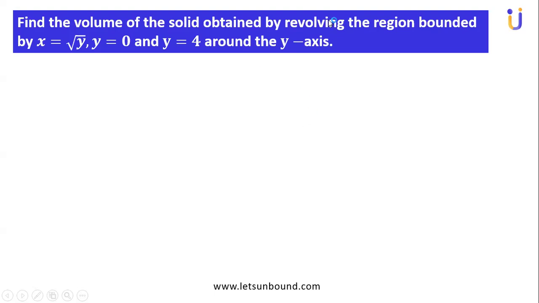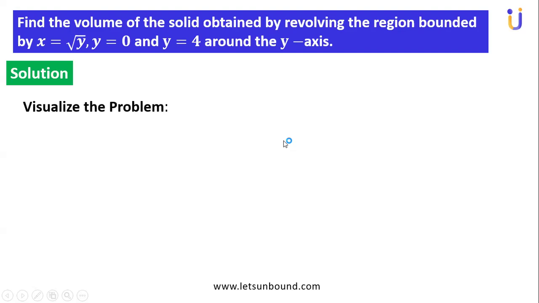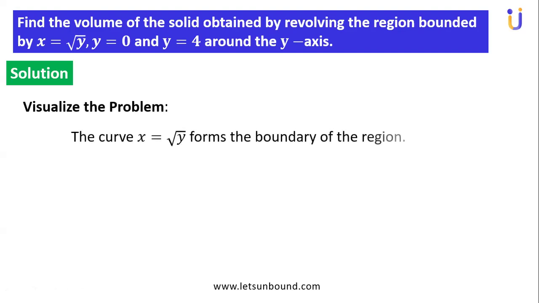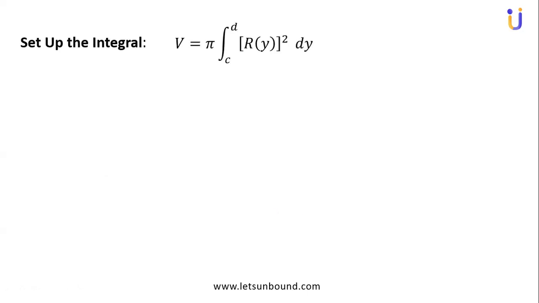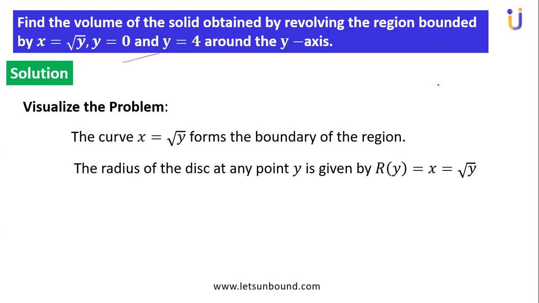Find the volume of the solid obtained by revolving the region bounded by x equals root y and y equals 0. It's all in terms of y, and we are revolving with respect to the y-axis. So visualize, x equals root y decides the region boundary. Now the radius is r of y, which is x equals root y, and from y equals 0, right? So it will be root y minus 0. That's it. So r of y is root y. And when you square it, it's just y. And apply the limits. Okay, for the limits, it's 0 to 4.